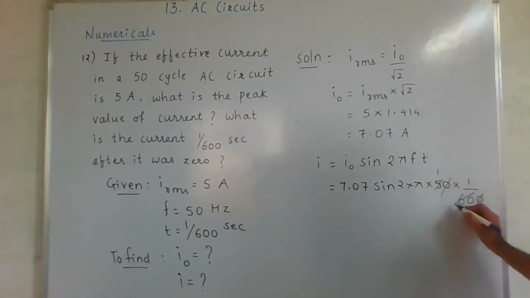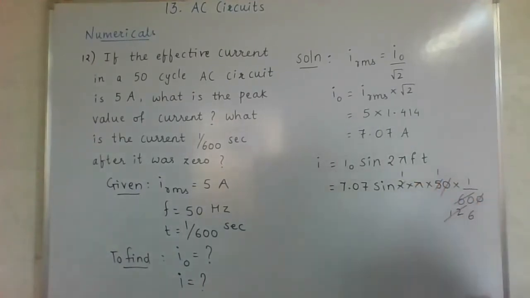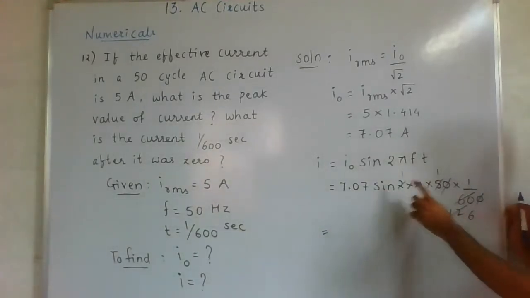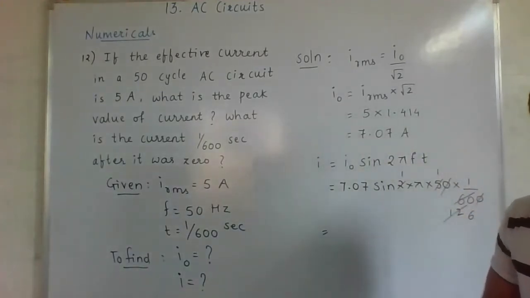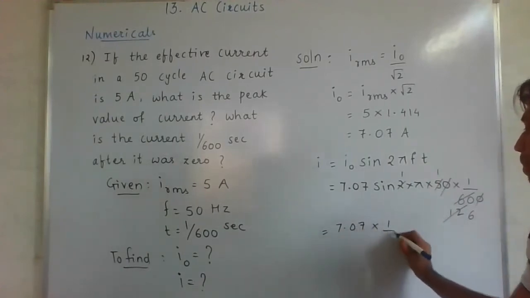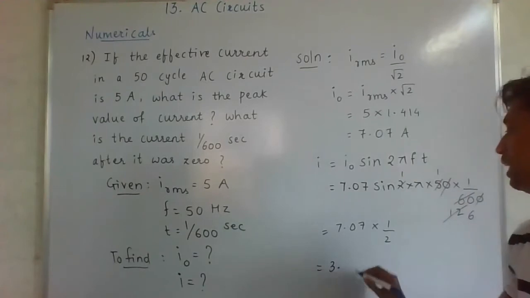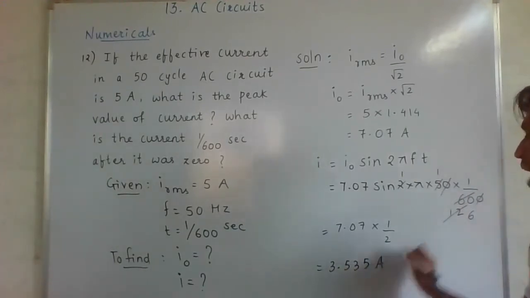5 ones are 5, 12s are 2, 6 ones are 6. So just observe, here we have sin pi by 6. Pi by 6 is nothing but 30 degree. So sin 30 is half. Okay, so take half of this, and you will get the answer as 3.535 ampere.